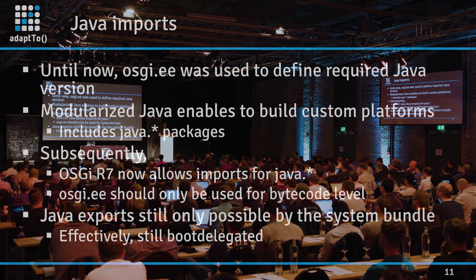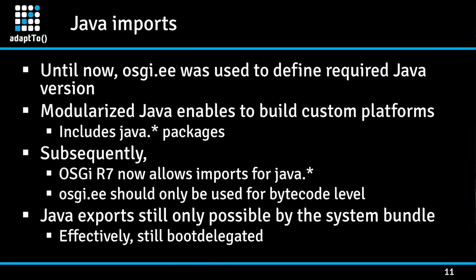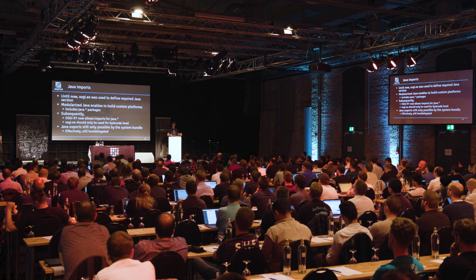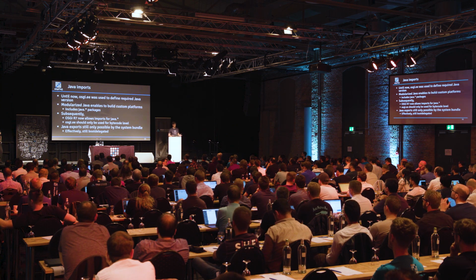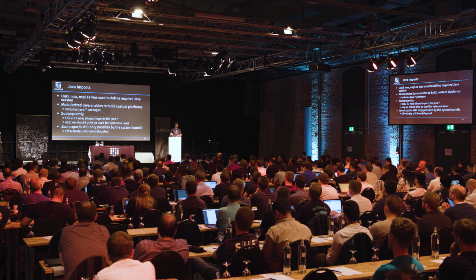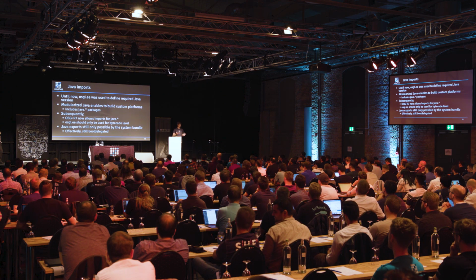And that also includes java.* packages. That's new, right? I mean, previously you assumed, okay, Java 8 comes with java.util.prefs, right? It doesn't anymore, not necessarily. If I JLink it without java.util.prefs, then there's no java.util.prefs. So we allow Java imports now. They're sort of optional because we effectively still boot delegate them. So if you don't have them, you still get the classes if they're there, but you now can express that you have a dependency on java.util.prefs.